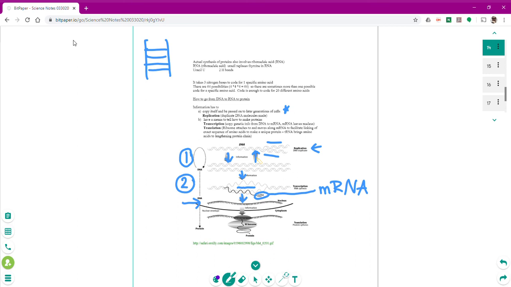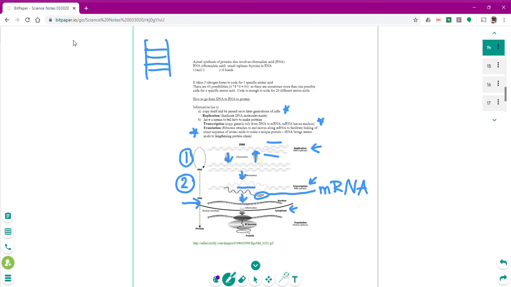So once the messenger RNA has transcribed, right here, or made a copy of the important information, then we have that copy go into the cytoplasm here, which is the goo in the cell, just cytoplasm in general. And this ribosome goes along and it starts reading this half of the ladder. Okay? And then look here, I'm going to put the star on this side for translation. Ribosome attaches to and moves along messenger RNA to facilitate linking of exact sequence of amino acids to make a unique protein. Transfer RNA brings amino acids to lengthening protein chain.